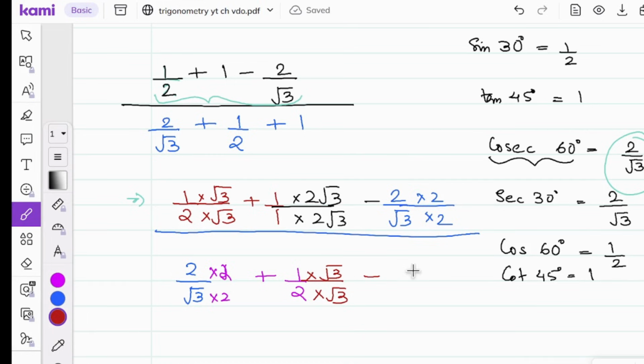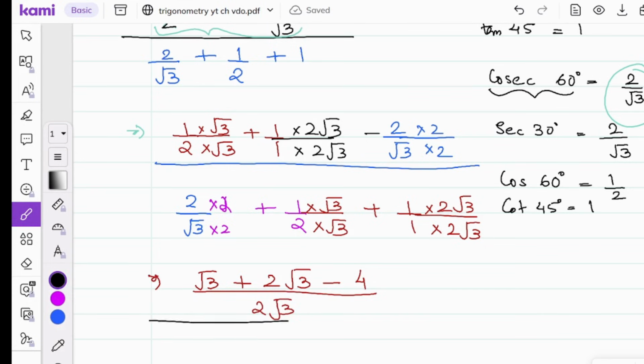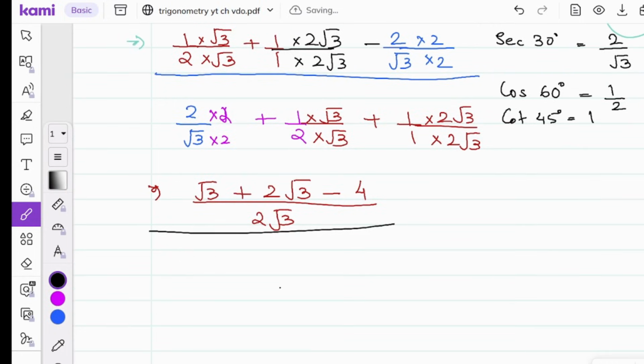Next one is, here I am having 1 by 1. So I need to multiply with 2 root 3 on both sides, right? So what I will get, here I am going to get root 3 plus 2 root 3 minus 2 into 2 is 4, the whole divided by 2 root 3, then the entire divided by 2 2s are 4 plus root 3 plus 2 root 3, the whole divided by 2 root 3, right?